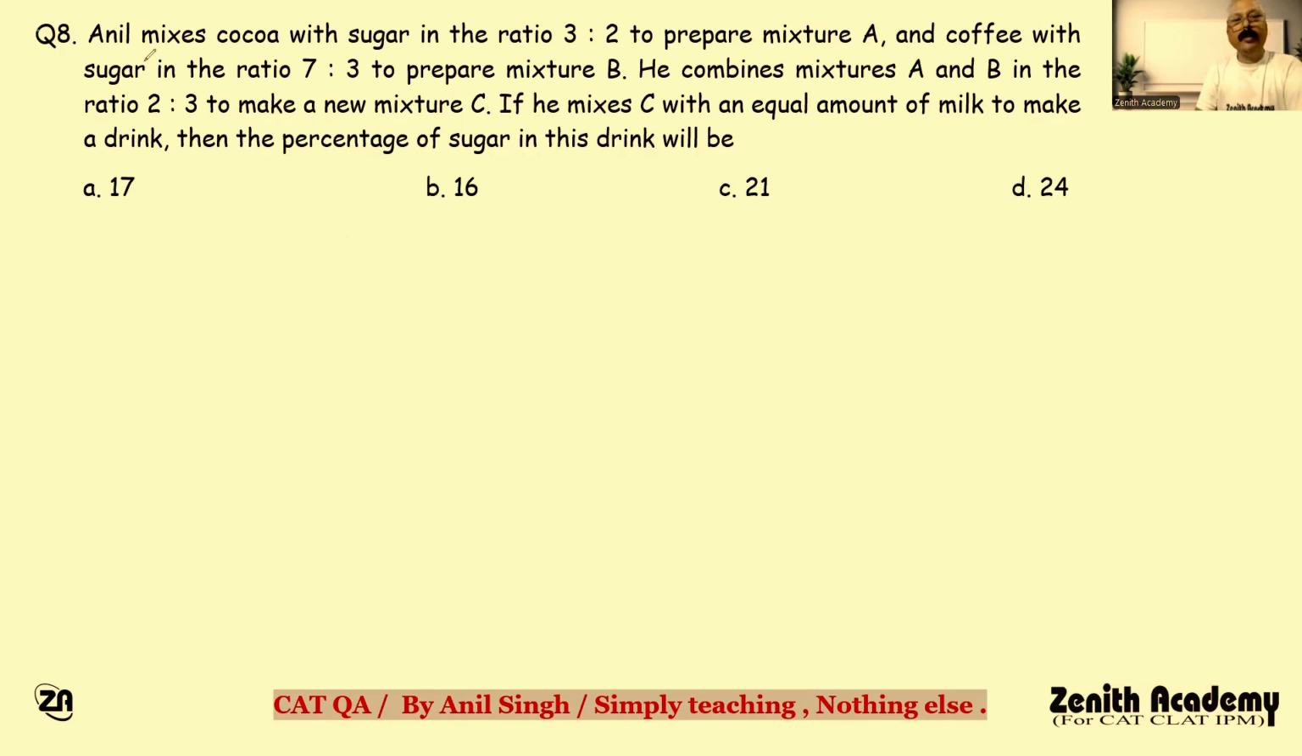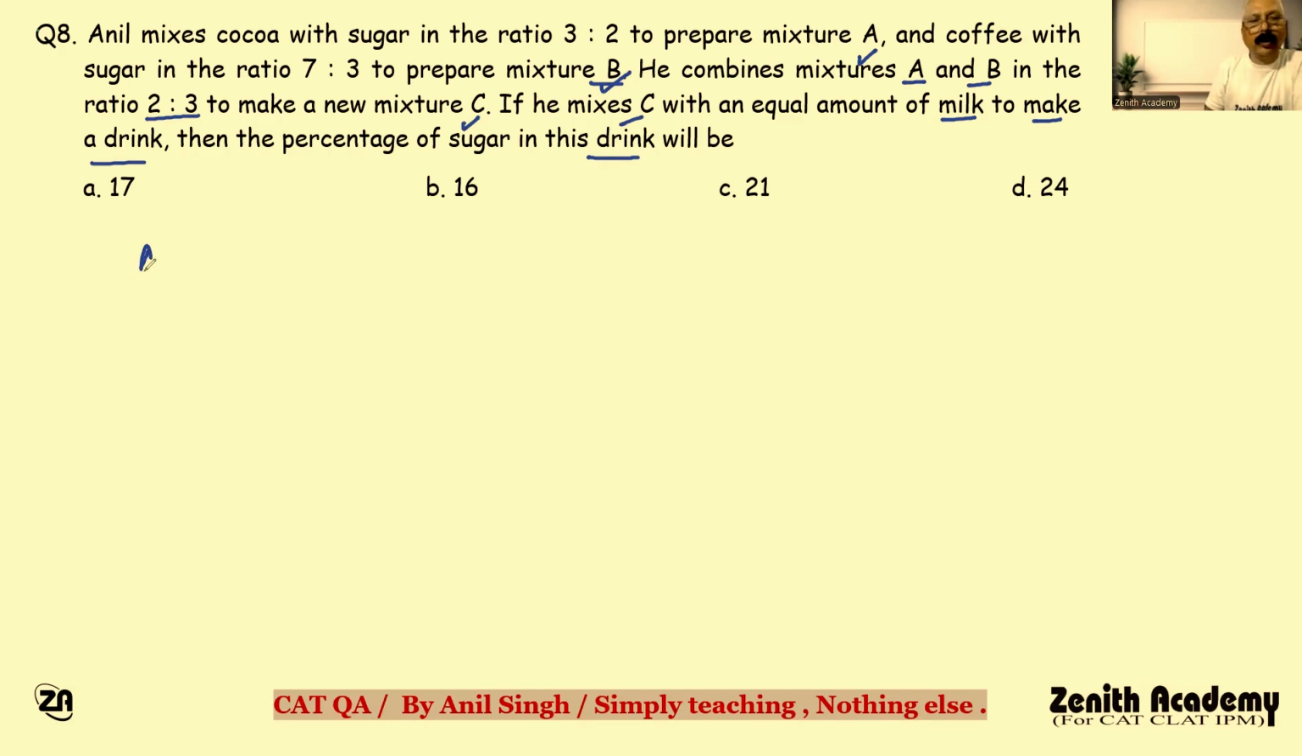Question number 8. Anil mixes cocoa with sugar in a ratio 3:2 to prepare mixture A, and coffee with sugar in a ratio 7:3 to prepare mixture B. He combines mixtures A and B in a ratio 2:3 to make a new mixture C. If he mixes C with an equal amount of milk to make a drink, then the percentage of sugar in this drink is to be found.